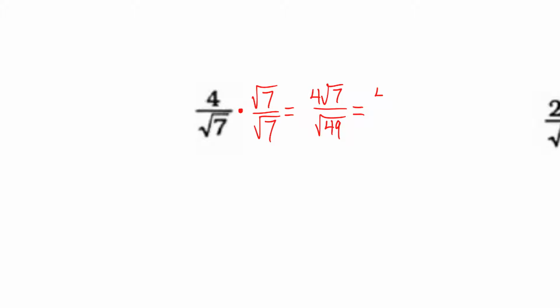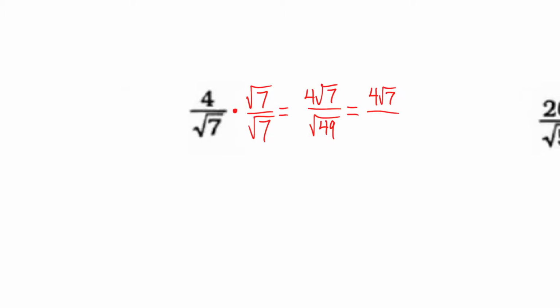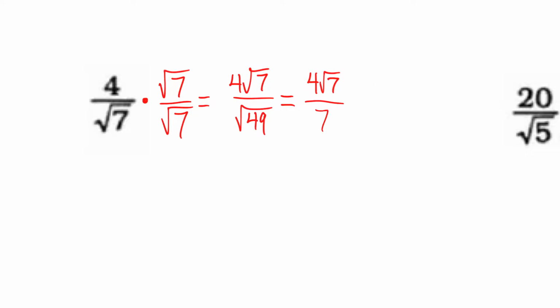And then to finish that up, on the top, there's nothing I can do to simplify 4 square root of 7. So I'm going to leave it like that. Then on the bottom, what do I get? 7. Square root of 49 is just 7. And then there you go.